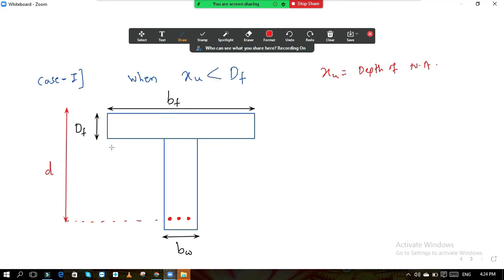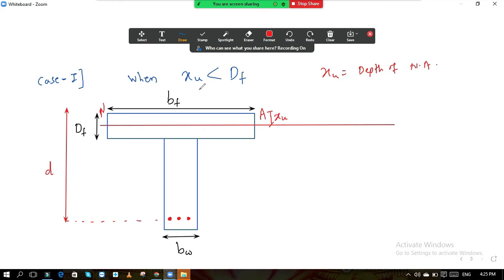So if I draw the neutral axis, the neutral axis somewhere may be here. This is the neutral axis. Okay. This is neutral axis, NA. So XU is less than DF. ही बघा DF मोठा आहे आणि त्याच्यापेक्षा XU लहान आहे. This is your XU. Depth of neutral axis is XU. XU is less than DF. Means what? याचाच अर्थ काय?